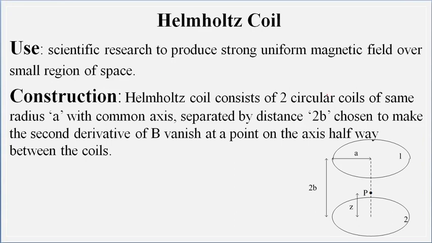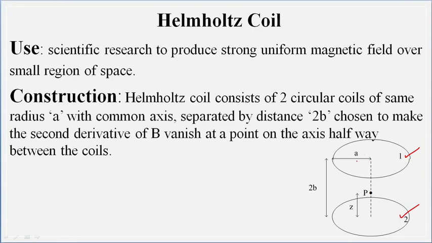So you find here there are two coils. Say, coil number 1 and coil number 2. This is the coil number 1 and this is the coil number 2. Now these are two identical coils. Identical coil means they have the same number of turns, the same radius, and the current also flows in the same sense.